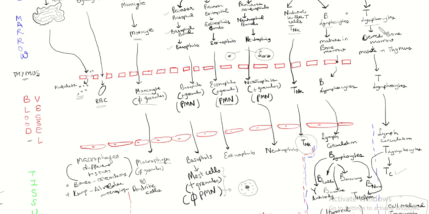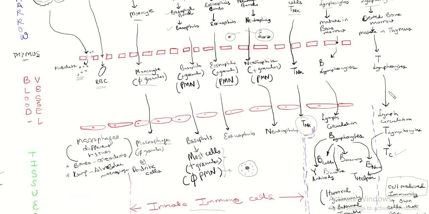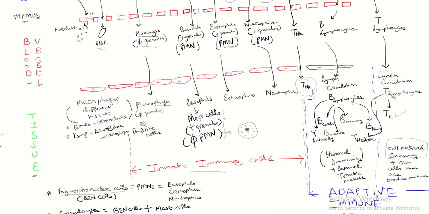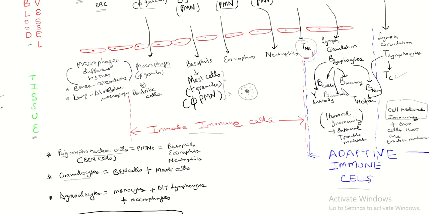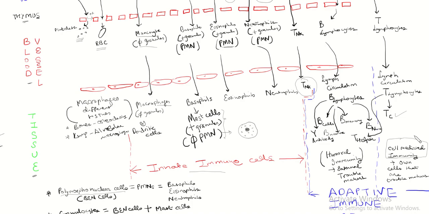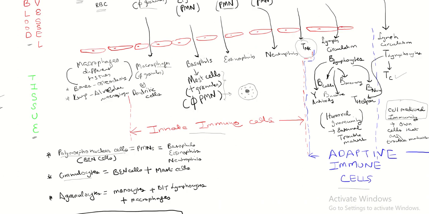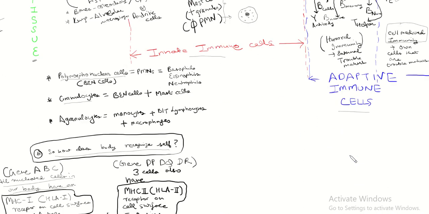And then you have B and T lymphocytes, with B lymphocytes maturing in the bone marrow and T lymphocytes maturing in the thymus. The B lymphocytes are responsible for the humoral immunity for the external troublemakers, and the T lymphocytes, especially the T cytotoxic cells, are responsible for the cell-mediated immunity, and they both are part of the adaptive immunity or adaptive immune cells.